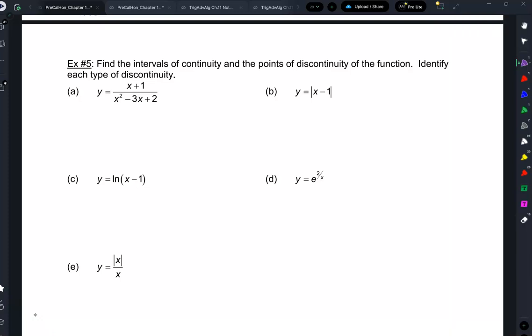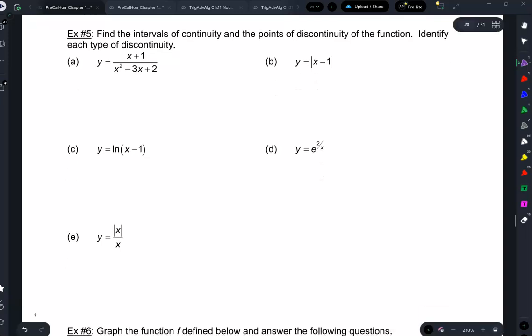Okay, so let's take a look at this. Find the intervals of continuity and the points of discontinuity and identify the type. Okay, let's factor this. X minus 2, x minus 1. So I know if I have a rational function, there's going to be some discontinuities. Before I even look at if anything cancels, there are two discontinuities at x equals 2 and x equals 1.